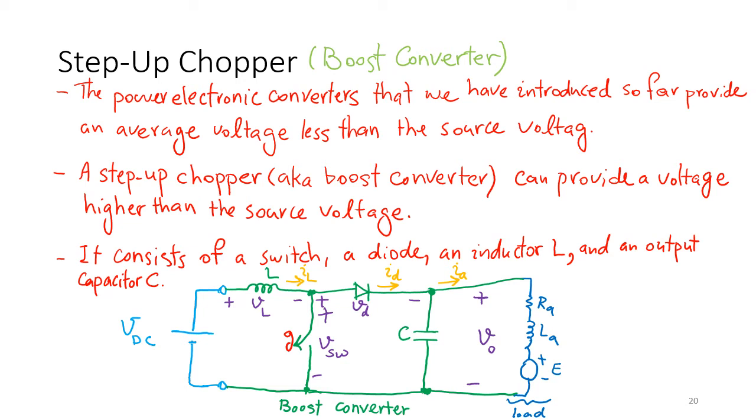Is everything clear up to now? So now we want a converter to boost the voltage, to give us a higher voltage than the source. And here we have it. It's not simply some switches. It also consists of an inductor and a capacitor. We don't have a switch cell in this case. A transistor and a diode are not anti-parallel together anymore.